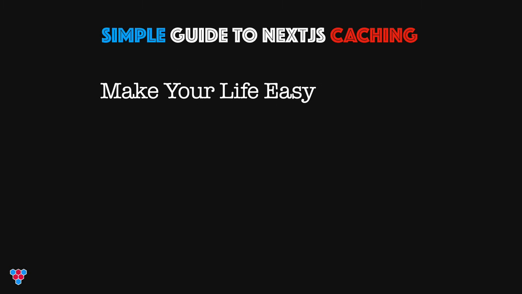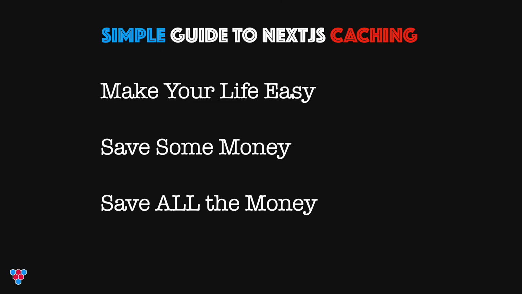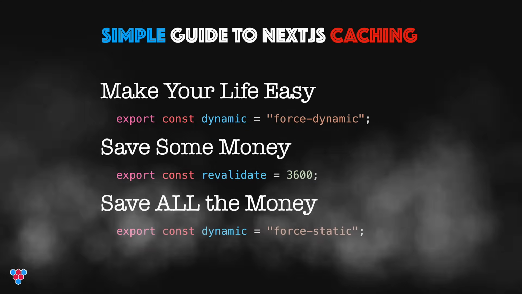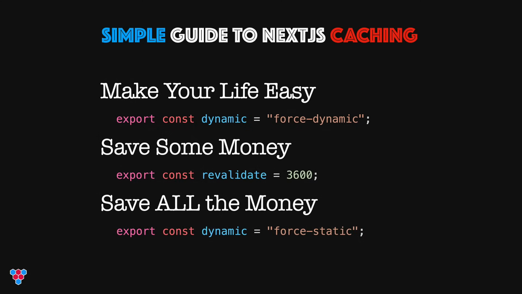It comes in 3 stages. You can choose to make your life easy, you can choose to save some money, or you can choose to save all the money. If you just want to make your life easy, then mark your route as forced dynamic. You might burn some cash, but at least your application will work. When you are ready to save some money, start sprinkling revalidation timeouts to your routes. This way, your application is still mostly dynamic, but you get to save on some server resources. And when you are sure that your content is not going to change after a successful build, you can mark your route with force static.